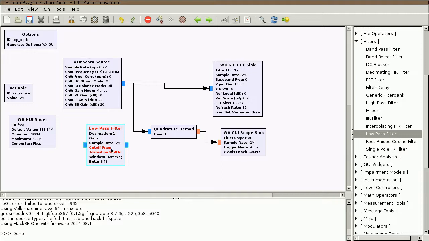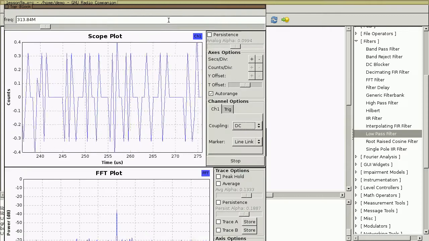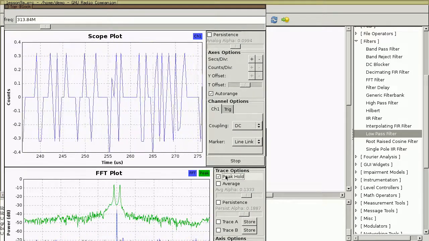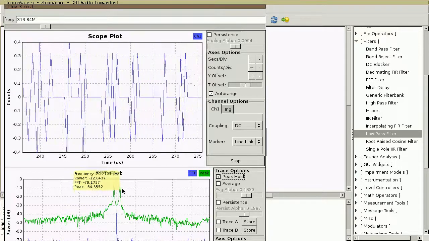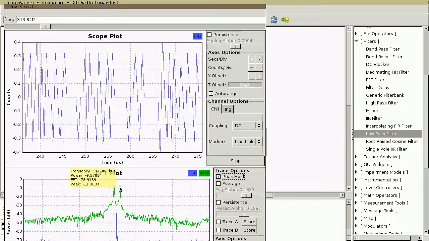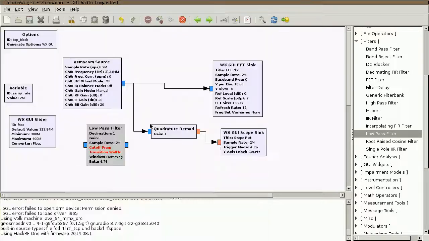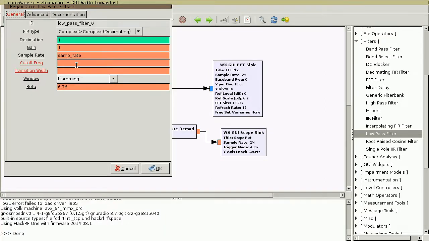Well, let's see, what cutoff frequency do we want? In other words, what frequencies are we interested in? If we look back here and I set peak hold and turn on my transmitter, we can take a look and see that these peaks are at about plus or minus 30 kilohertz. So I'm going to set my cutoff frequency a little bit higher than 30 kilohertz. Let's say 40 kilohertz or 40 E3. And then I'll set the transition width to something a little bit less than that, maybe 20 E3.